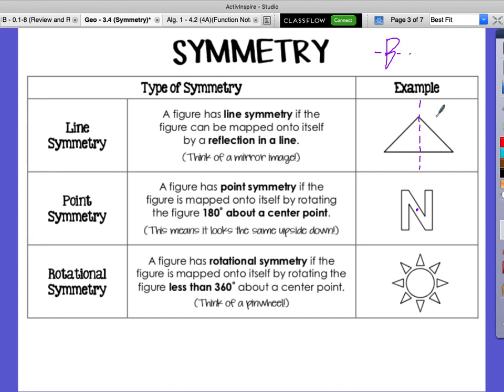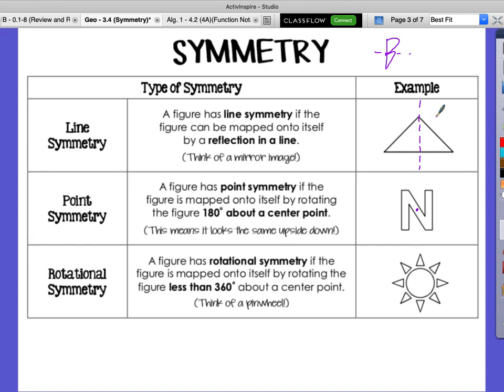Taylor: Wouldn't the sun also be a point symmetry? We'll get to that. So point symmetry means if you flip it upside down, you're going to get the same thing. A quick test of that: just flip it upside down.